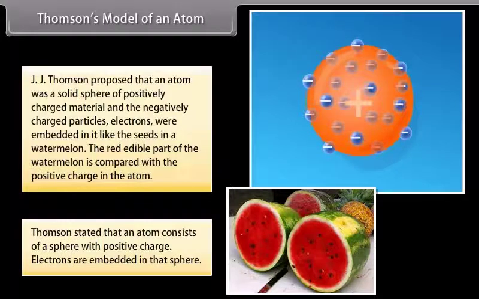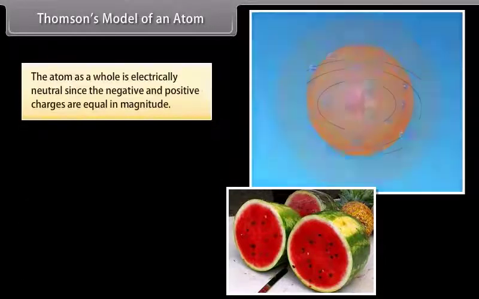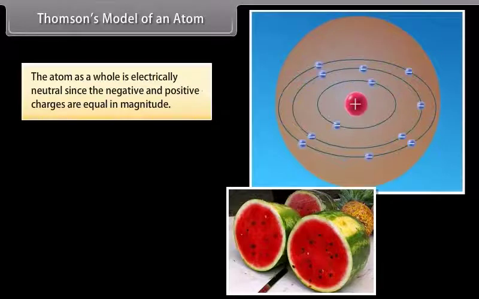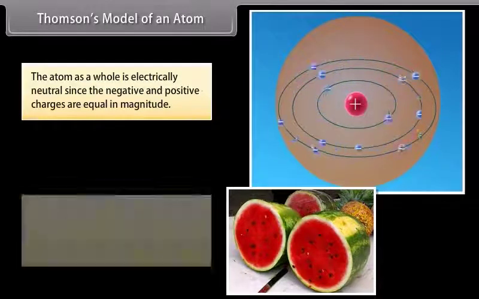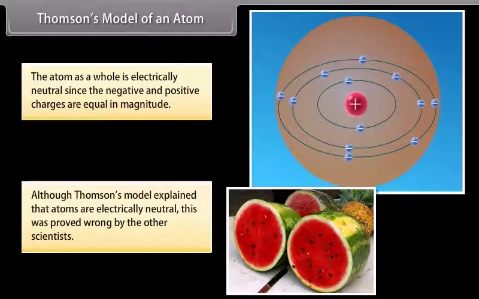Thompson stated that an atom consists of a sphere with positive charge. Electrons are embedded in that sphere. The atom as a whole is electrically neutral since the negative and positive charges are equal in magnitude. Although Thompson's model explained that atoms are electrically neutral, this was proved wrong by the other scientists.